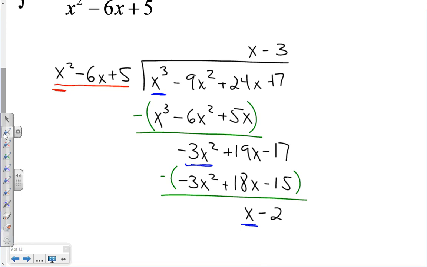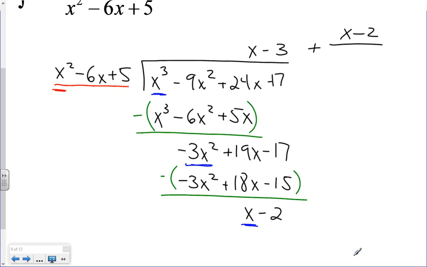In fact, I'm going to write it that way up here. My quotient is the x minus 3, and then my remainder is the x minus 2 that's down below, divided by the denominator, the quantity that's out front. That's the x squared minus 6x plus 5.